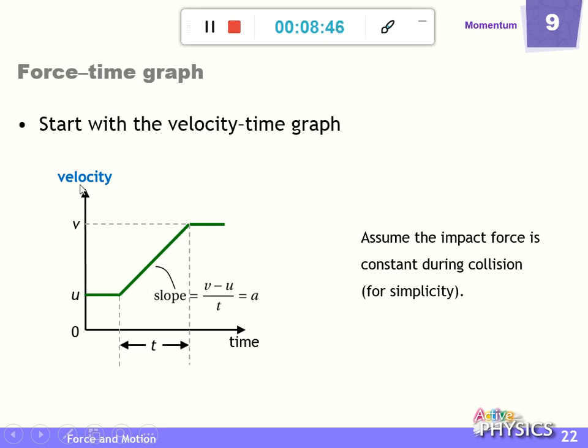Look at this VT graph. The slope in a VT graph means the acceleration. Look at this. Change in velocity over the time should be acceleration a. Then next time when you see this graph, the slope of it should be acceleration. Of course, in this case, we assume that the impact force is constant.